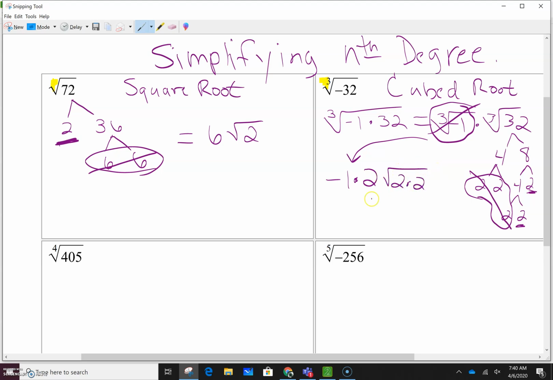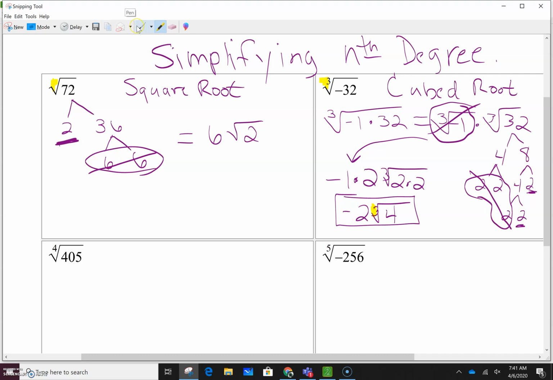Okay. So now I'm just going to multiply what I have on the outside as a coefficient. So -1 times 2 is -2. And I'm going to multiply the radicand, or the number inside the radical, together. 2 times 2 is 4. So the answer here is -2 times the cubed root. I almost forgot to put the cube in there. The cubed root of 4. Make sure that we match the index number, this is called the index number, up with the original.